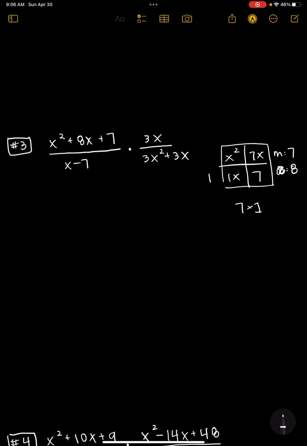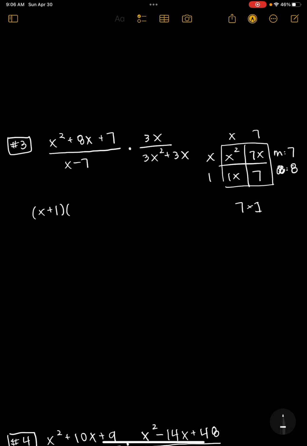What do the bottom two boxes have in common? 1. Top two boxes have an x. Left two boxes have an x, and right two boxes have a 7. So I can rewrite the top of that as x plus 1, x plus 7. And then on the bottom we have x minus 7 times 3x over.